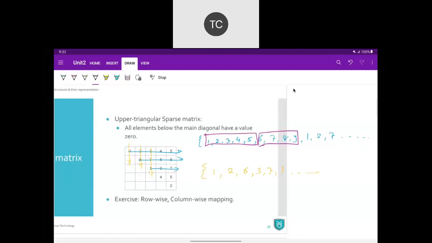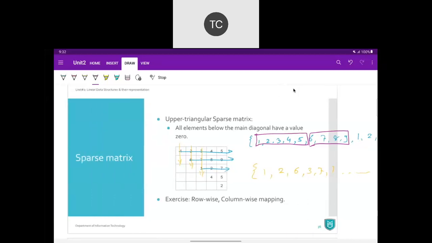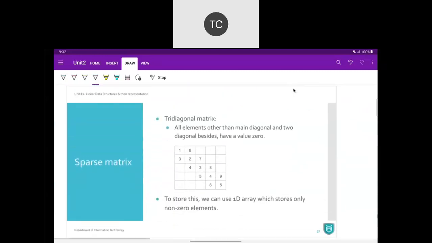So we have seen row wise and column wise mapping. What if we have a tri-diagonal matrix? What if we have diagonal matrix or tri-diagonal matrix? Diagonal matrix means only principal diagonal. But when I say tri-diagonal, we have principal diagonal, then one diagonal up, one diagonal below. So 3 diagonals we have here.